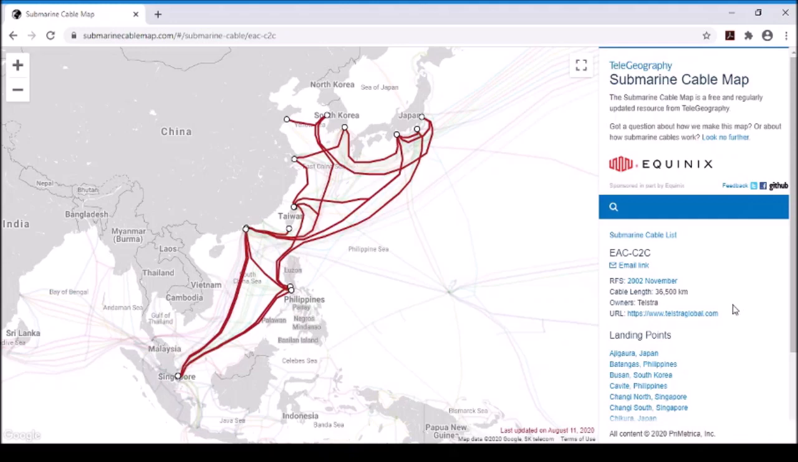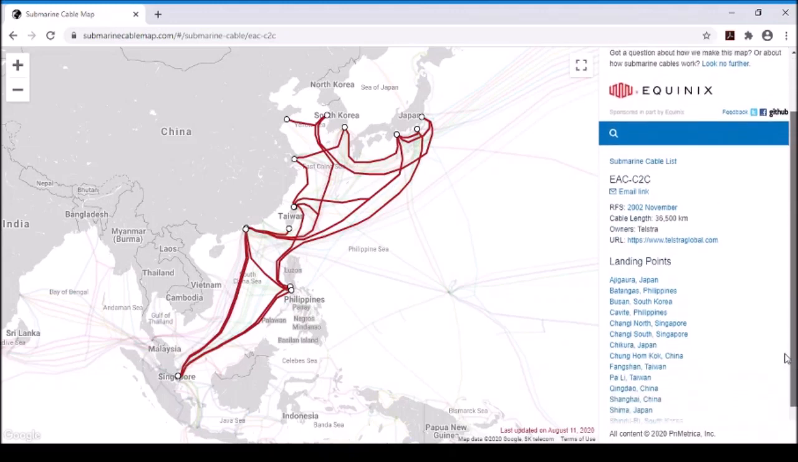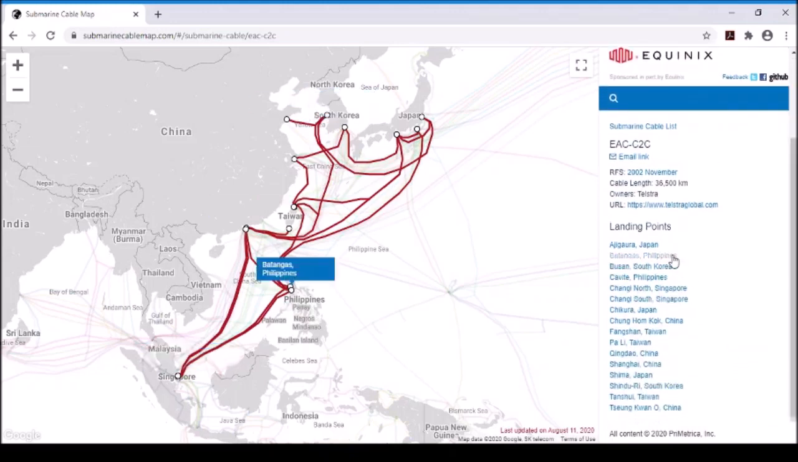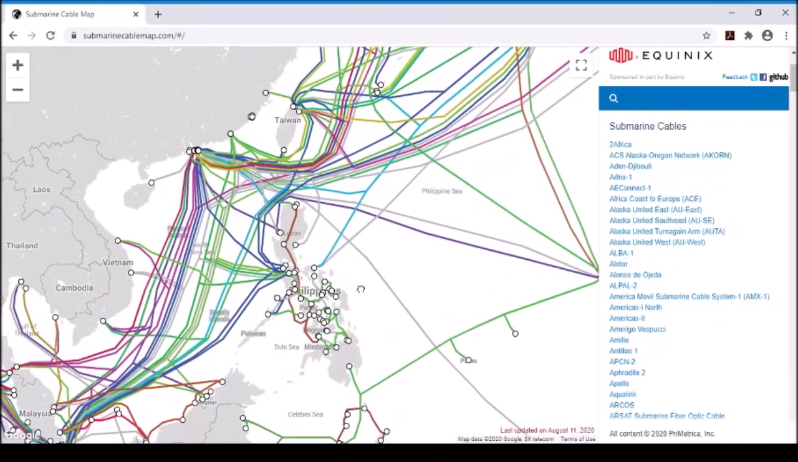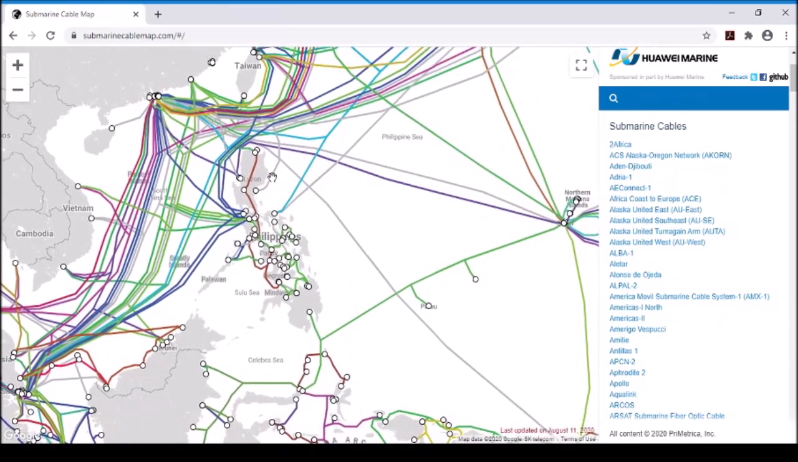Okay, this one is the EAC C2C. It was operational in December 2002. It is owned by Telstra. One of the landing points in the Philippines is in Batangas. Let's look again for another. This one.